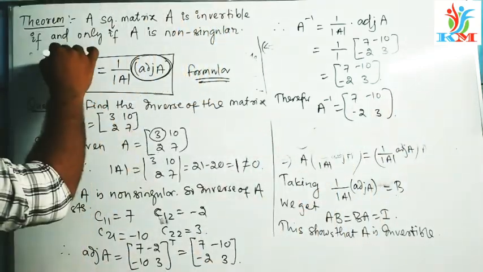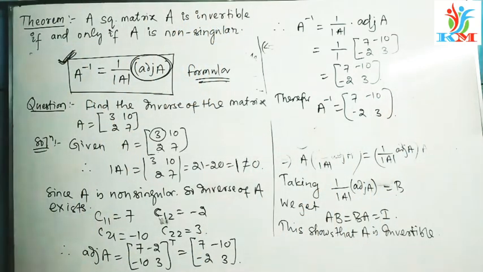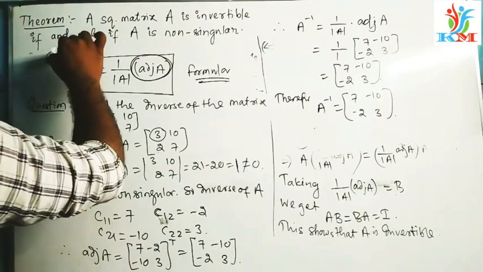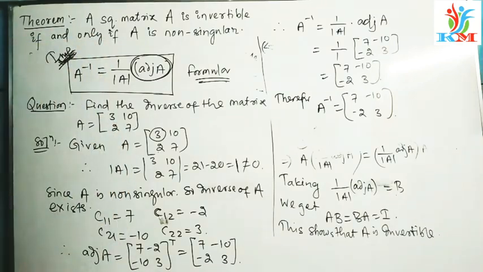So by using this formula, we can easily find the inverse of a matrix. This process is quite simple compared to using elementary operations. Okay, so this formula is most important to find the inverse of a matrix. A inverse is equal to 1 by determinant of A into adjoint of A.